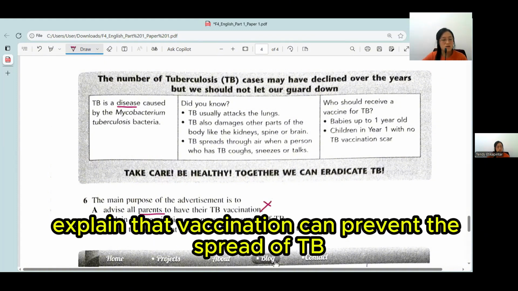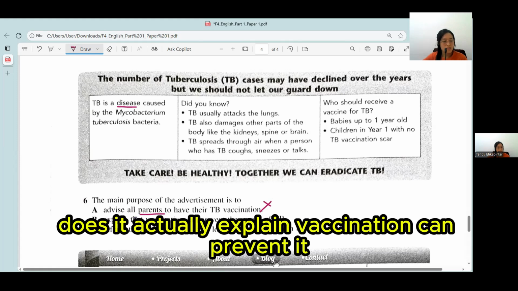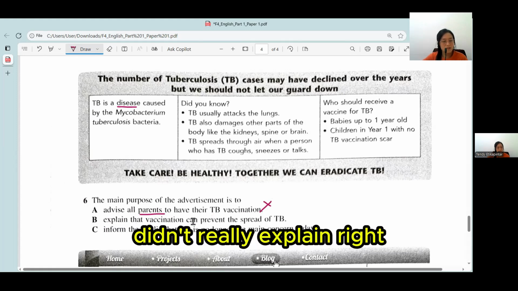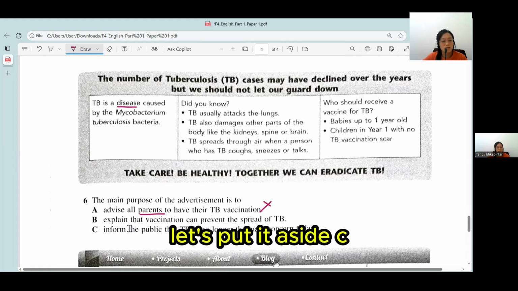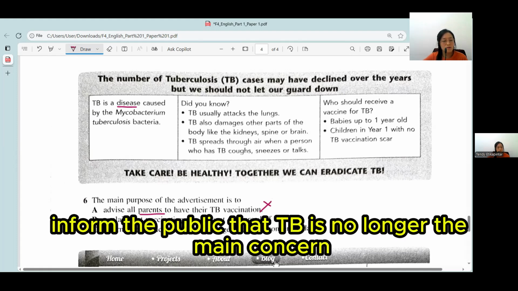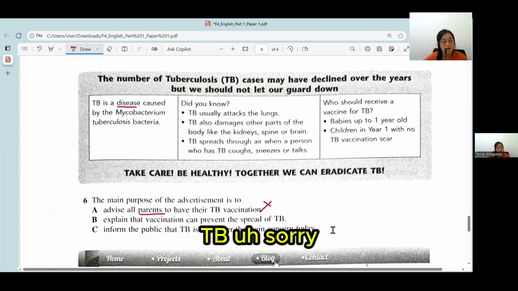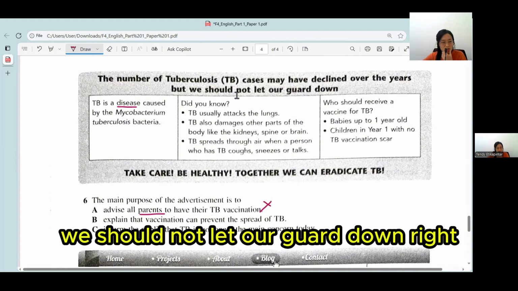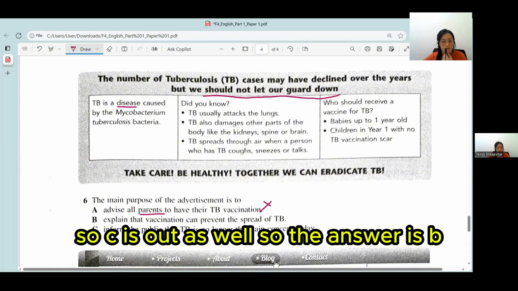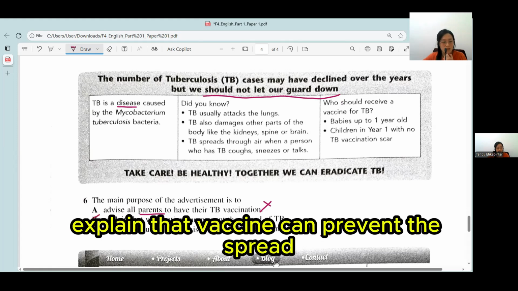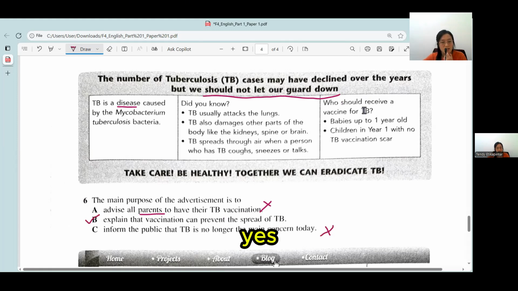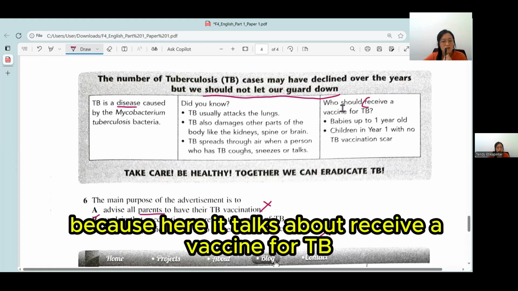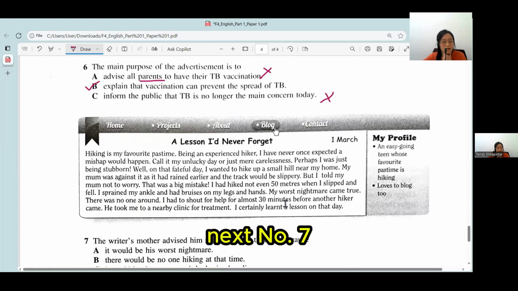Explain that vaccination can prevent the spread of TB. Does it actually explain vaccination can prevent? It didn't really explain, right? Let's put it aside. C. Inform the public that TB is no longer the main concern today. Is it? No, we should not let our guard down, right? So C is out as well. So the answer is B. Explain that vaccine can prevent the spread. Yes, because here it talks about receive a vaccine for TB. Okay, cool.